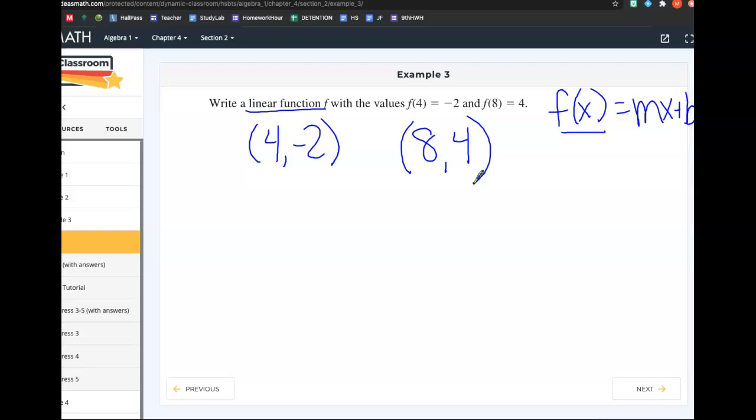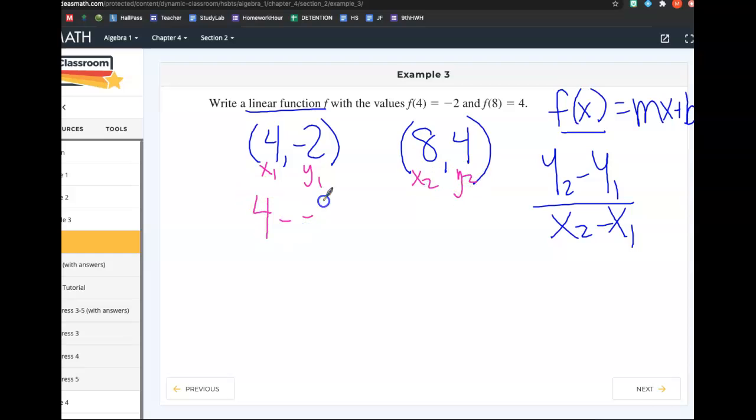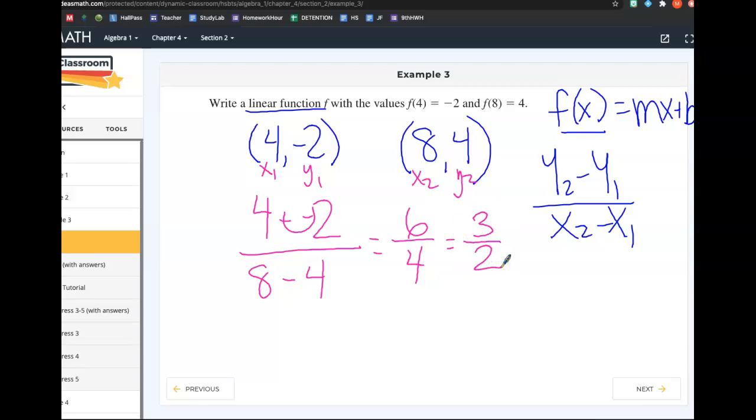I can find the slope by finding y2 minus y1 over x2 minus x1. I'm going to go through and label my points. So this would be x1, y1, x2, y2. So y2 is 4 minus y1 is negative 2 over x2 is 8 minus x1 is 4. I get 6 over 4, which simplifies to 3 over 2. Okay, so I found slope.